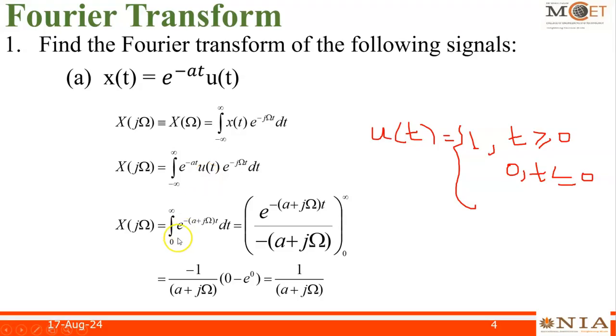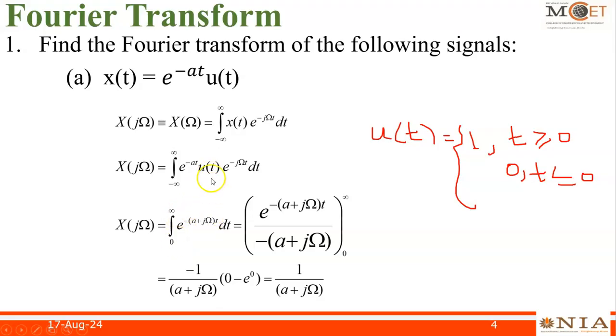It has the value 1 from 0 to infinity. When we substitute the integral from minus infinity to 0, u of t becomes 0. So the entire function becomes 0 from minus infinity to 0. So that we are having the integral value from 0 to infinity here. Next, if we combine these two exponential terms, we will get e power minus of a plus j omega into t. So we know e power at multiplied with e power bt is equivalent to e power a plus b into t, right? And here we have written the integral value from 0 to infinity, right?